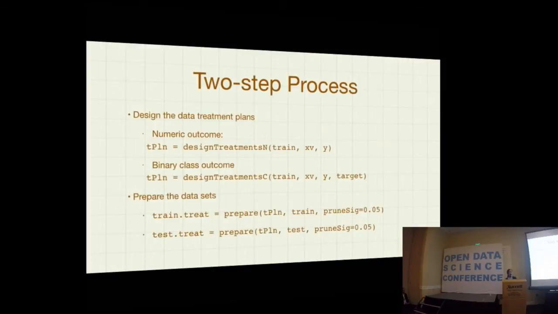So with vTreat, we have kind of a two-step process. We use the training data to design what we call a treatment plan. It collects all the statistics and all of the important values that we need from the training data in order to do the kind of data treatments that we saw previously in this talk. And then we take that treatment plan and we apply it to the data sets to transform them into a form that can be used in machine learning algorithms to learn the model, and also the same form that is used to apply the model to the data.